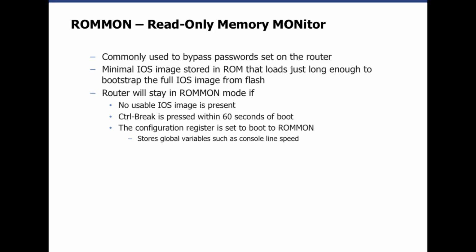But there are a few things that can cause the router to stay in ROMMON mode. If no usable IOS image is present on the flash, that can cause the router to drop to ROMMON mode. If you're consoled into the router and you press Control Break within 60 seconds, you'll go into ROMMON mode. And finally, if the configuration register is set to boot to ROMMON, that will, of course, cause you to boot into ROMMON mode. And the configuration register, if you've reset passwords, you're familiar with that. It's simply a series of bits that's stored in the router's non-volatile RAM, and it controls some other variables such as the console line speed, and again, whether or not the router boots into ROMMON or boots to IOS.